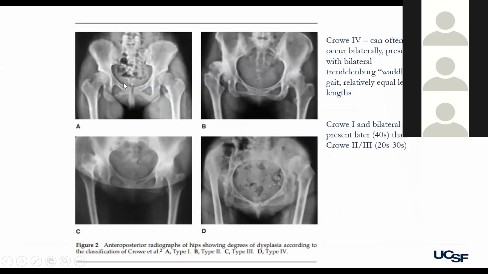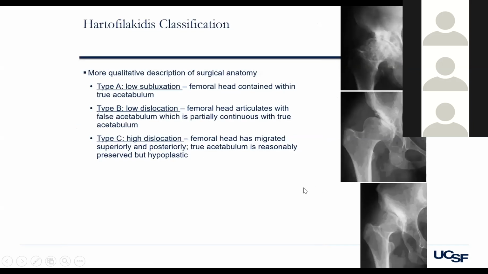And then these are the progressing things. So if you look at the right hips here, Crowe 1, slightly high, slightly undercovered. Crowe 2, 50 to 75% of the way out, high. Crowe 3, 75 to 100% of the way out, high. Crowe 4, all the way. Same deal with the Hartofilakidis.